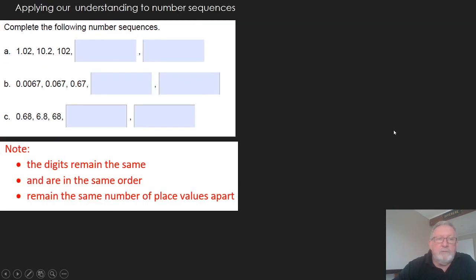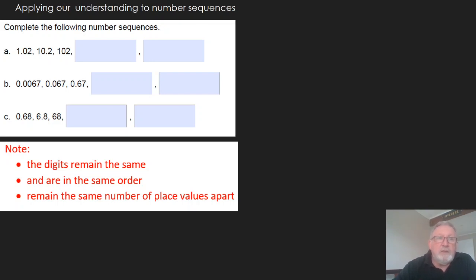So I'm going to remind you, the digits remain the same. They are in the same order, and they remain the same number of places apart. So the digits remain the same, 102, 68. Nothing between them. The 6 is beside the 8. So they're in the same order and in the same number of places apart.